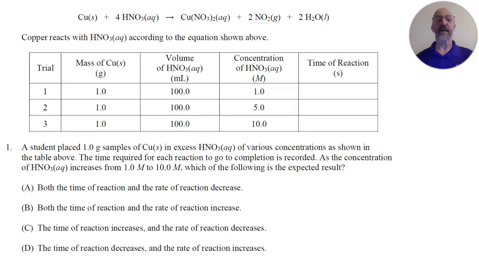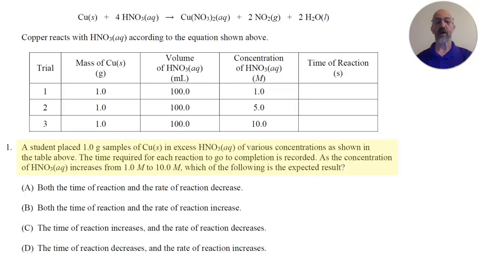Now it's time to move on to the practice for topic 5.1. This is question 1. Now, I had just mentioned that the rate of the reaction is influenced by reactant concentrations, and that's exactly what we see here in question 1. So we are given a table with information for 3 different trials of an experiment, and we are given a balanced chemical equation involving solid copper reacting with aqueous nitric acid, which has the chemical formula HNO3. It says a student placed 1 gram samples of solid copper in excess aqueous nitric acid of various concentrations, as shown in the table above.